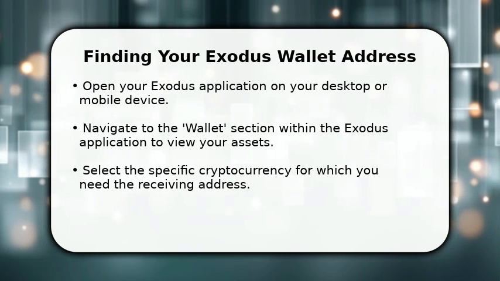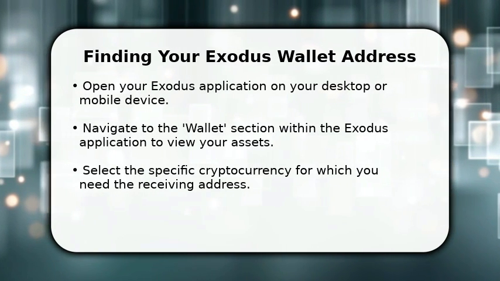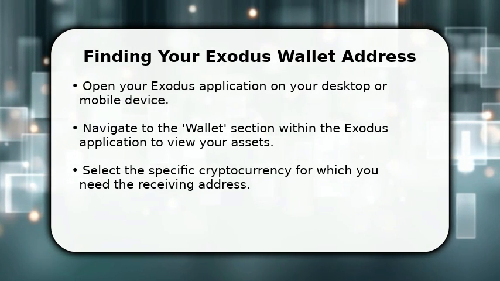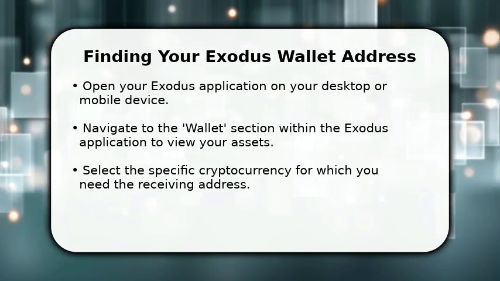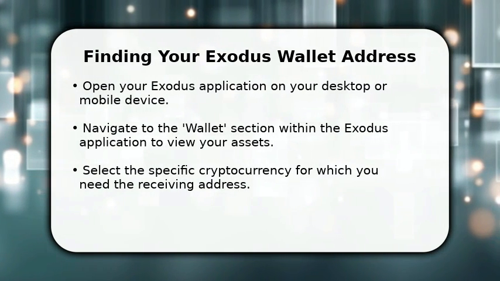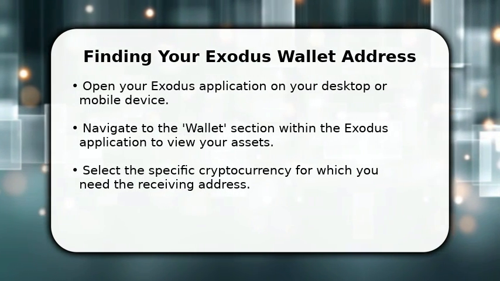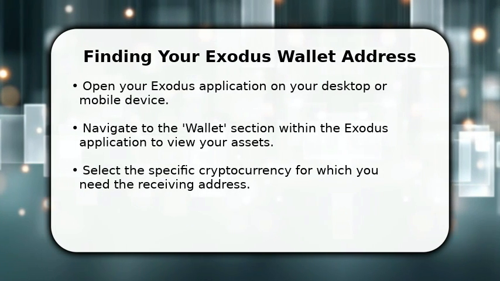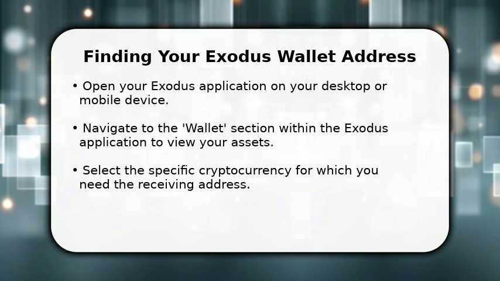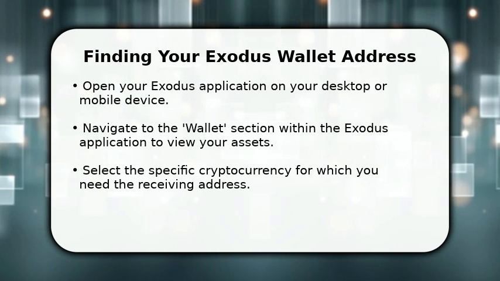In this video, I will explain how to find your Exodus wallet address. First, open your Exodus application on your desktop or mobile device. Once inside, navigate to the Wallet section, which displays all your cryptocurrency assets. From there, you will need to select the specific cryptocurrency for which you wish to find the receiving address. This process is straightforward and ensures you can easily share your address for incoming transactions.